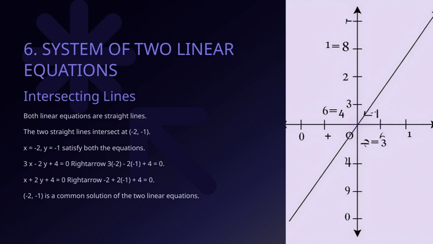This shows that the point minus 2, minus 1 satisfies both equations simultaneously. And as a result, the two straight lines represented by these equations intersect exactly at this point. Remember, both of these equations describe straight lines, and their intersection point is where they cross on the graph. This example highlights a key concept in systems of two linear equations. Their solution, or solutions, if they exist, correspond to the points where the lines intersect.